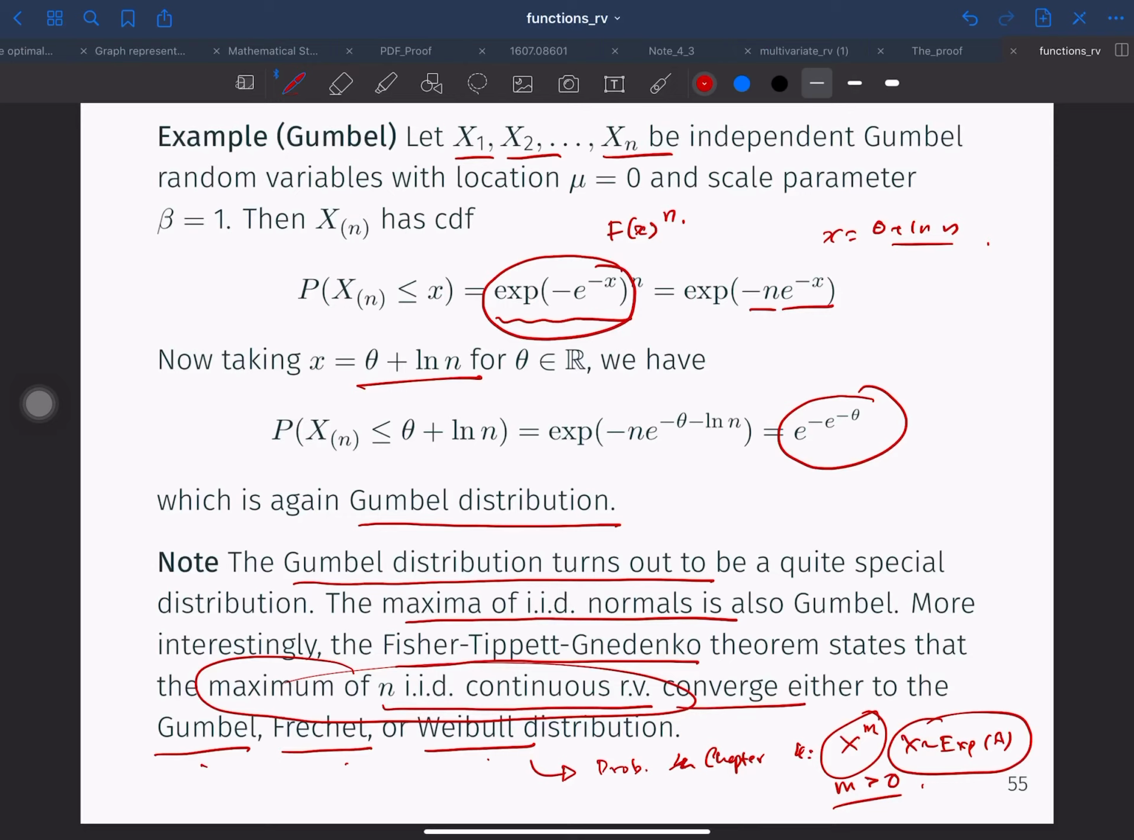So this is like the analog of the central limit theorem. The central limit theorem says that the sum converges to normal. The maximum doesn't converge to a single distribution, but the maximum will converge either to a Gumbel or Fréchet or Weibull, in the case when your random variables are continuous.